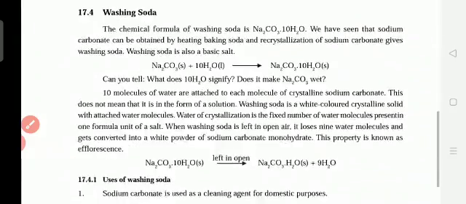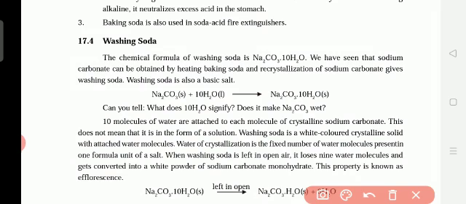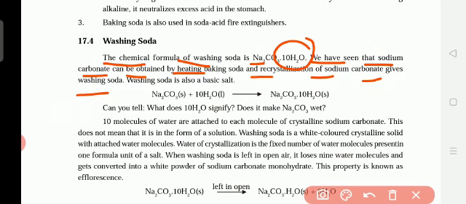The chemical formula of washing soda is Na2CO3. What is the chemical formula of washing soda? Na2CO3.10H2O. Why is water here? We have seen that sodium carbonate can be obtained by heating baking soda, and recrystallization of sodium carbonate gives washing soda. Washing soda is also a basic salt.